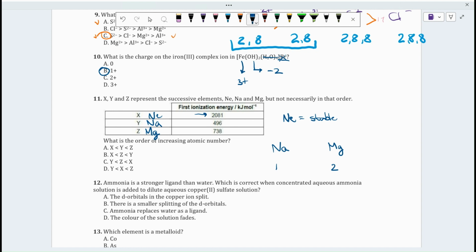Now they don't ask what is the increasing order of first ionization energy. No. They ask for increasing atomic number. So that will be A. It's neon, sodium, magnesium.